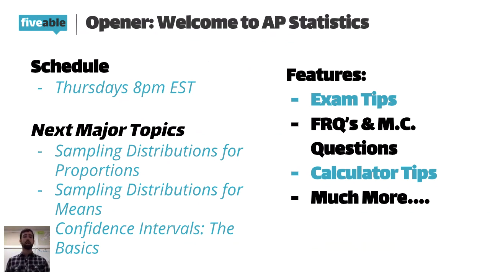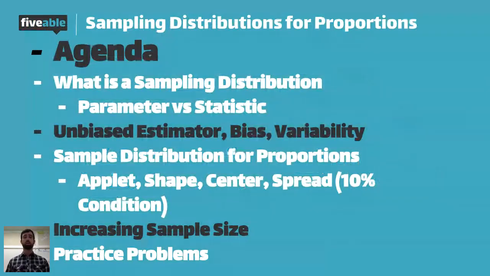Here's a look at our agenda for today. We're going to be covering what is a sampling distribution, making sure we know the difference between a parameter and a statistic. We're going to talk about 3 important things when talking about sampling distributions: unbiased estimator, bias, variability. Then we're going to dive into the specifics for sampling distribution for proportions. We're going to look at an applet, so a little example. We're going to look at the shape, center, and spread of a sampling distribution. Talk a little bit about the 10% condition, what happens when we increase our sample size, and then I have a couple practice problems for us.